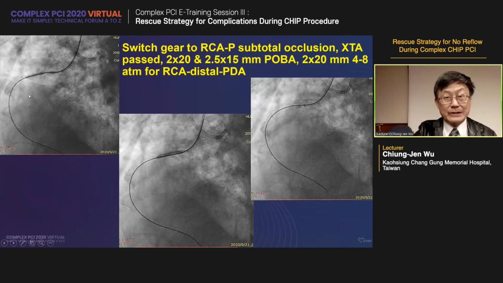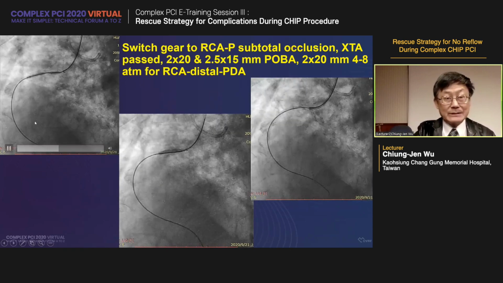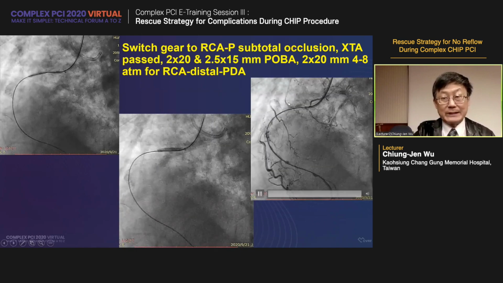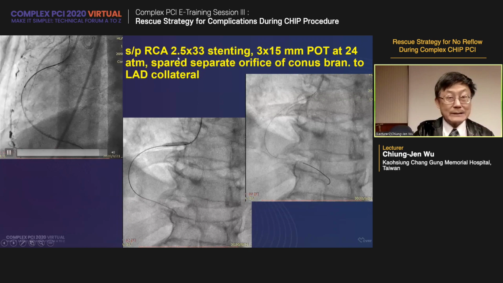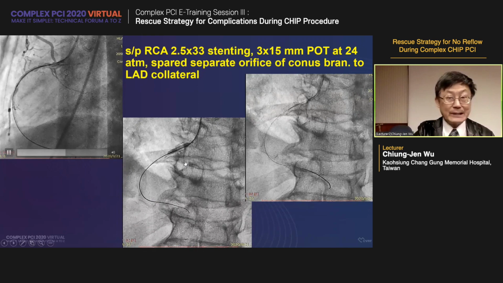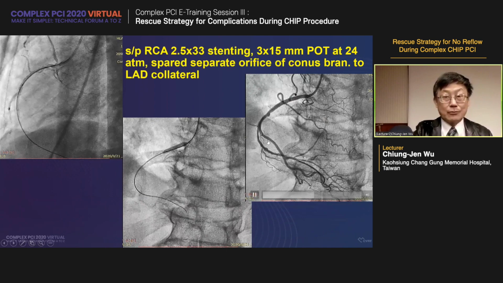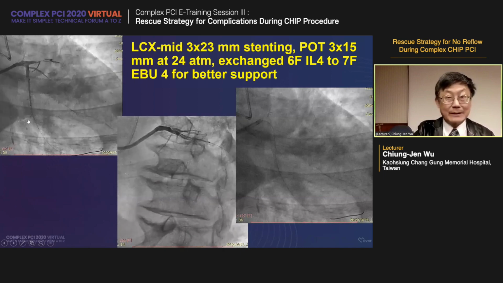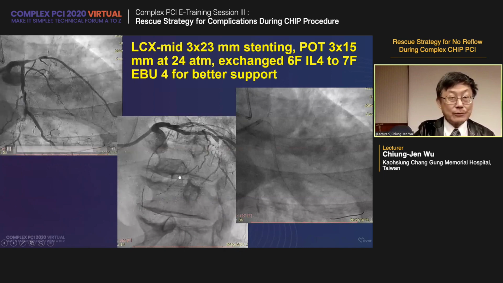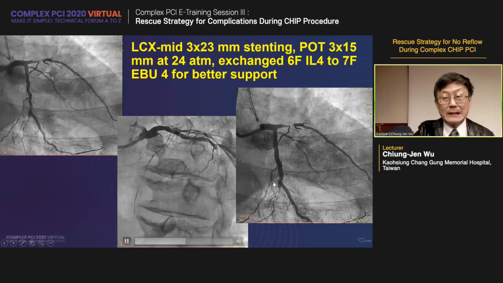So we switched gears. I think we had to fix the non-CTO segment quickly. Pass the wire into the subtotal RCA, pre-dilatation, and get imaging guidance. We put a 2.5 by 33 stent here, post-dilated with a 3.0, and got a good final result. And we quickly switched to 7 French from 6 French. The guide has a better backup, so we quickly put a stent in with the 7 French, and after that we could concentrate more on the LAD subtotal, followed by the CTO.